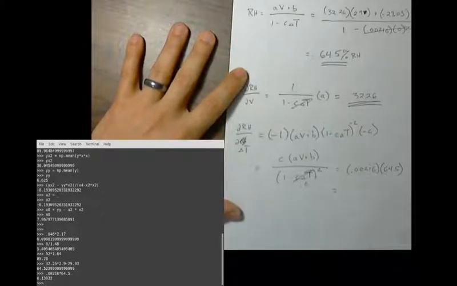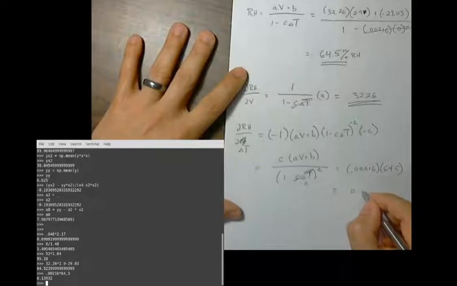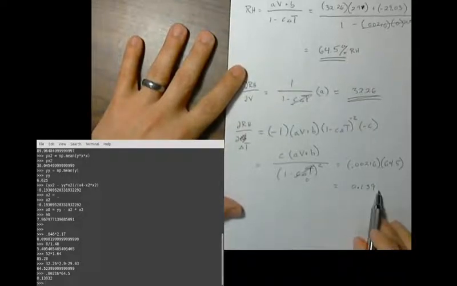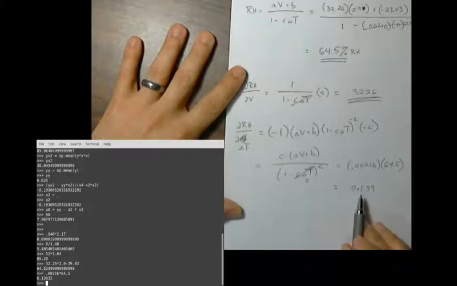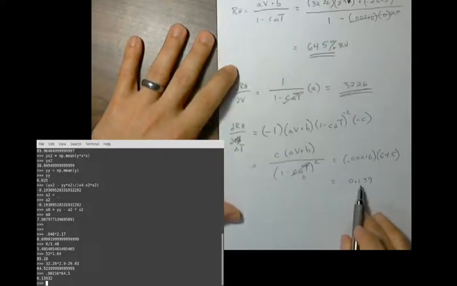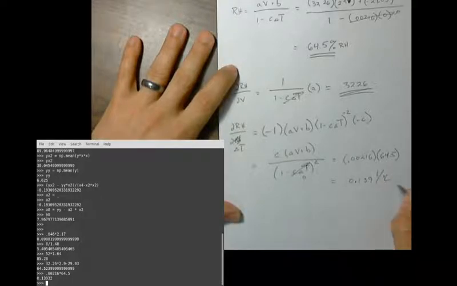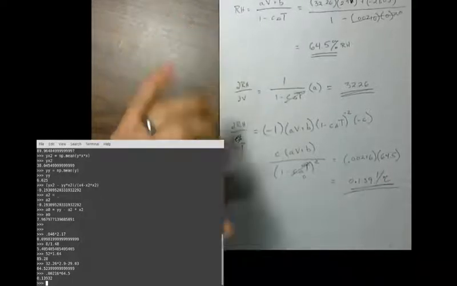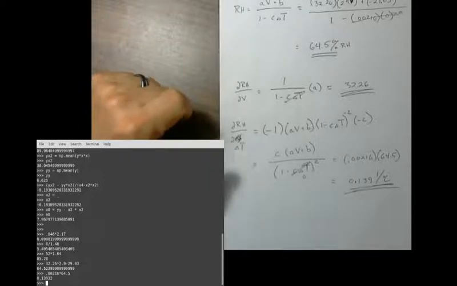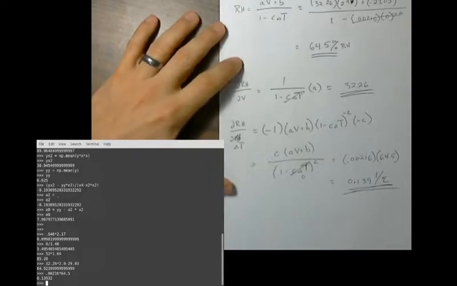Okay, and there we have it. That's 0.139. So per degree Celsius change in temperature, we only have 1/10 of a degree error that implies a deviation in the measurement. So this is per degree Celsius, are the units there. Okay, that's it. And so that is the answer to that question.